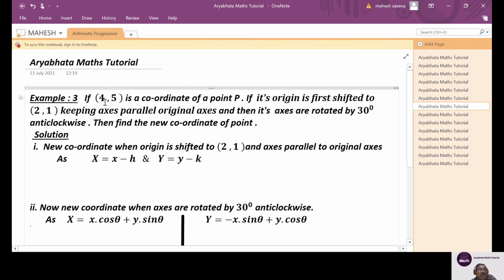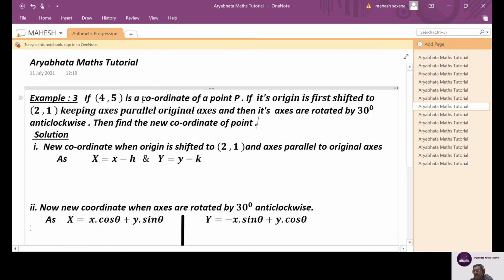Now we come to a little complicated question. If (4, 5) is the coordinate of a point P, and its origin is first shifted to (2, 1) keeping the axes parallel to the original axes, and then the axis is rotated, then find the new coordinate of the point. This type of question will be solved in two steps. First, find the new coordinate of this point when the origin is shifted to (2, 1) and the axes are parallel to the original axes.